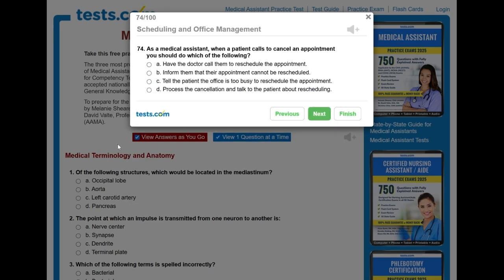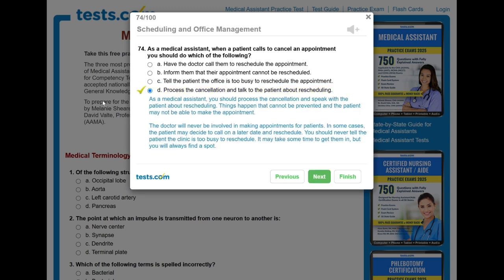Question 74. As a medical assistant, when a patient calls to cancel an appointment, you should do which of the following? A. Have the doctor call them to reschedule the appointment. B. Inform them that their appointment cannot be rescheduled. C. Tell the patient the office is too busy to reschedule the appointment. D. Process the cancellation and talk to the patient about rescheduling.